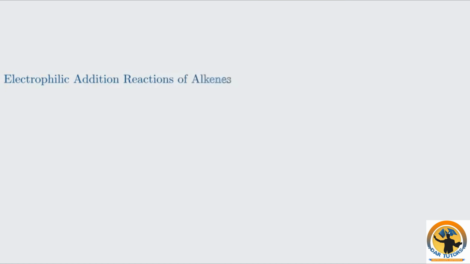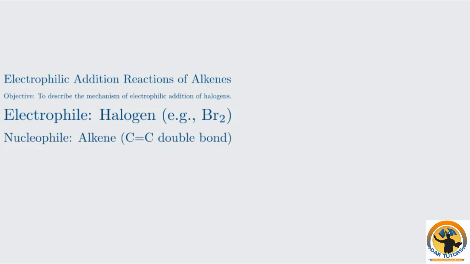We now move to a new class of reactions: electrophilic addition. In this section, our objective is to describe the mechanism for the electrophilic addition of halogens to alkenes. Alkenes, with their carbon-carbon double bonds, have a high electron density due to the pi electrons. This makes them nucleophilic, meaning they are attracted to electrophiles. Consider ethene and bromine. While a bromine molecule, Br2, is nonpolar, the high electron density of the alkene's pi bond can induce a temporary dipole. This makes one bromine atom slightly positive and the other slightly negative.